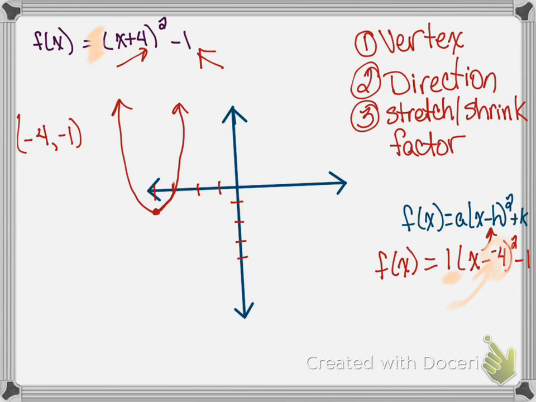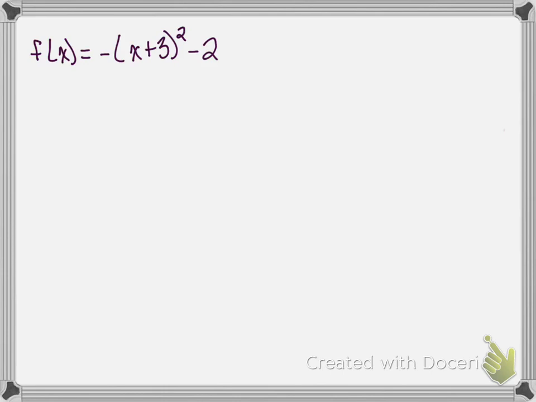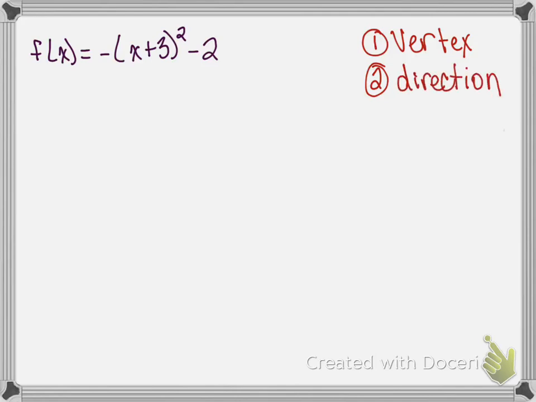Okay, let's try another one. Okay, remember, you're identifying three things. First thing you're identifying is the vertex. Second thing you're identifying is direction. Third thing you're identifying is your stretching and shrinking factor. Okay, that's what you're identifying. Okay, what's my vertex?